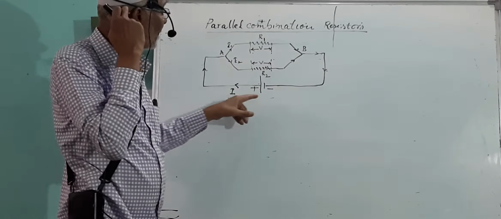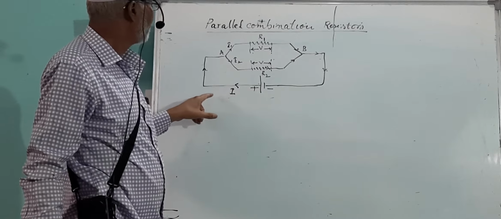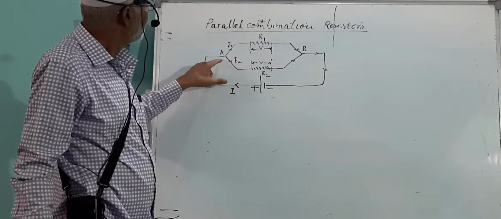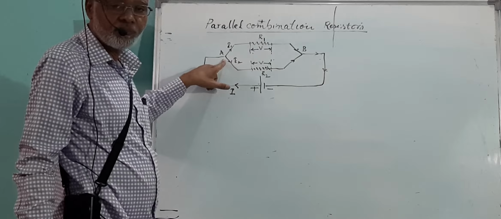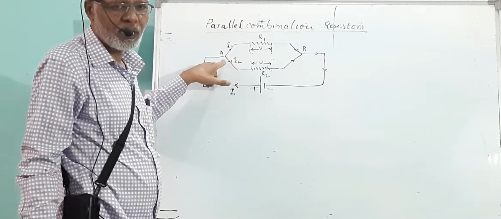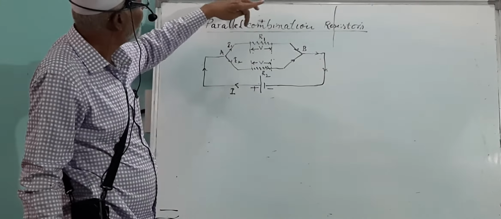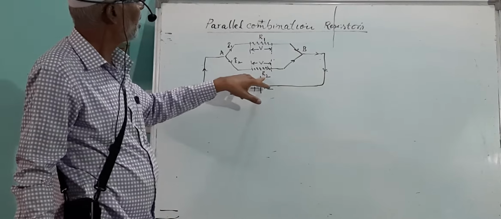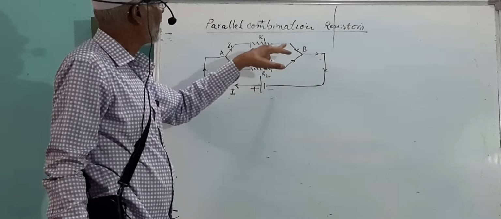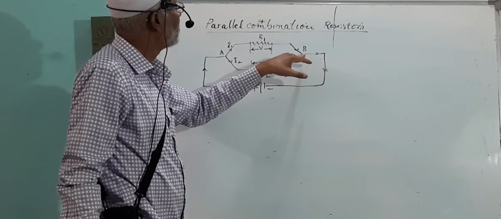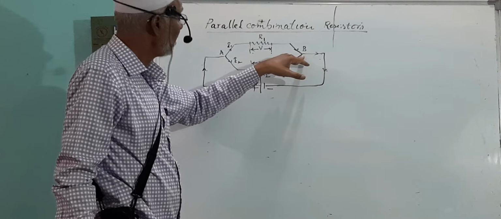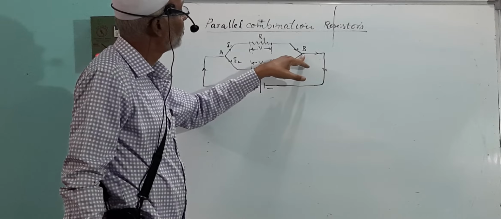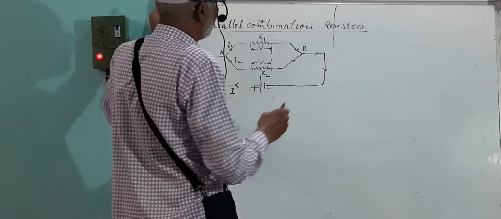As I said, from this cell a main current of I ampere is generated. On reaching the junction, that main current divides into two parts. A part of the current flows along R1 and the remaining part flows along R2. I1 and I2 then combine again at junction B, and on combining I1 and I2 you get the main current once again.